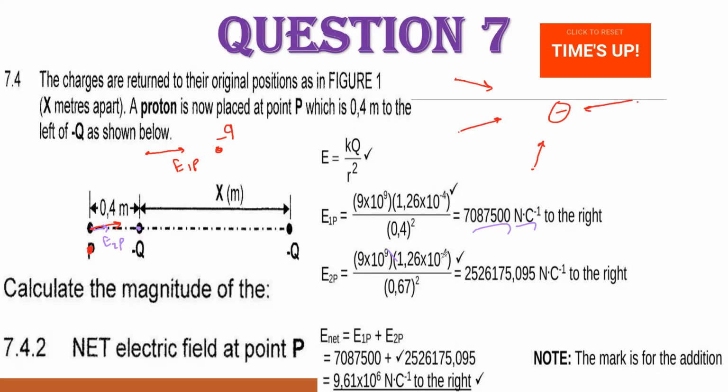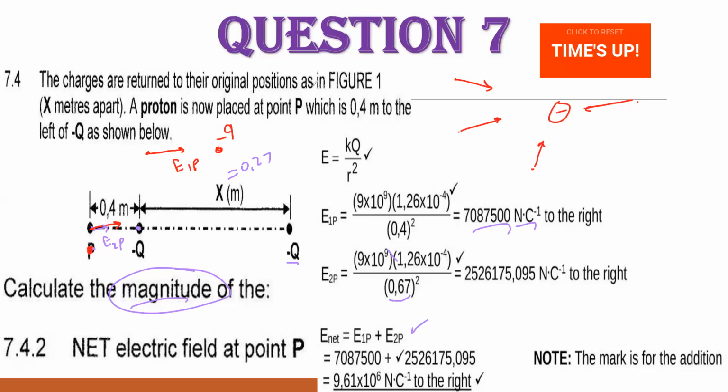Next one, the same calculation, but now you have x, we know already it was 0.27, so the total is 0.67, 0.4 plus 0.27, the total distance from point P to this charge. You calculate them and add them. Direction we don't need, because they said magnitude of the electric fields. In the memo they gave it, but we don't have to write it.